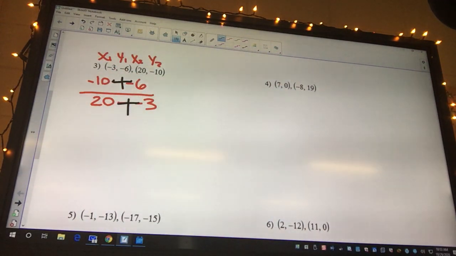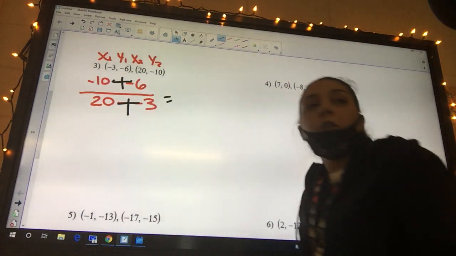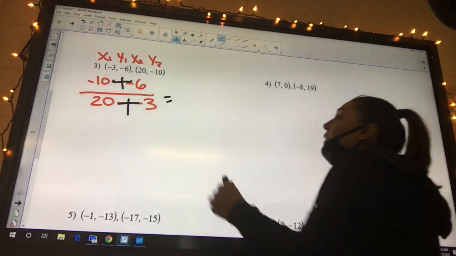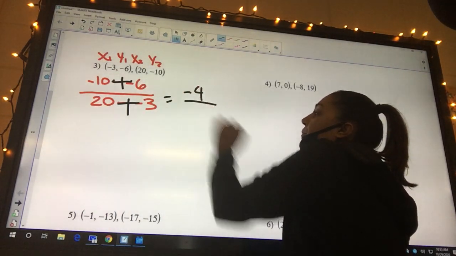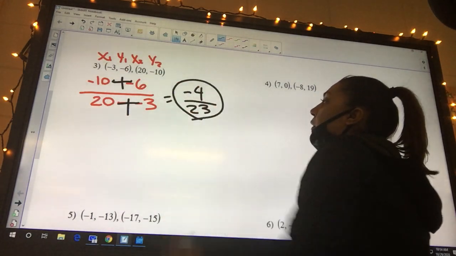Okay, and then now we're ready to type that in on the calculator. You always want to change the minus minuses to a plus before you put them in on your calculator, because some of you guys use a minus when you should use a negative, because negative and minus are not the same thing on a calculator. So negative 10 plus 6 is going to be negative 4 over 20 plus 3 is going to be 23.